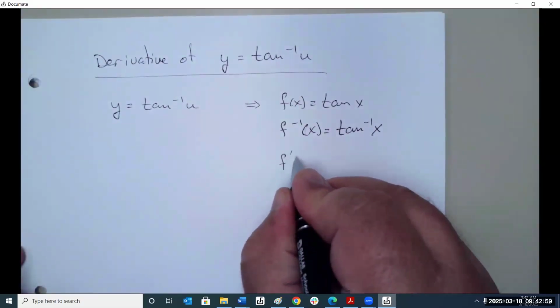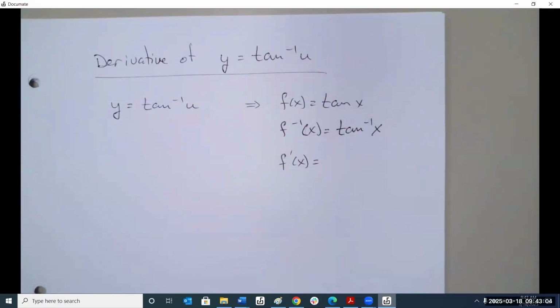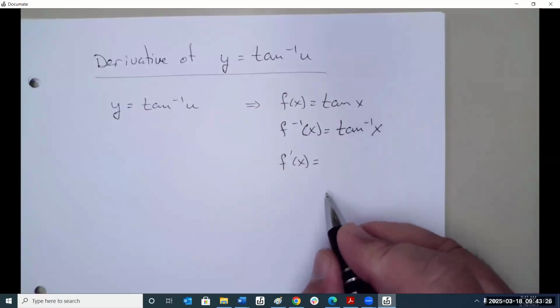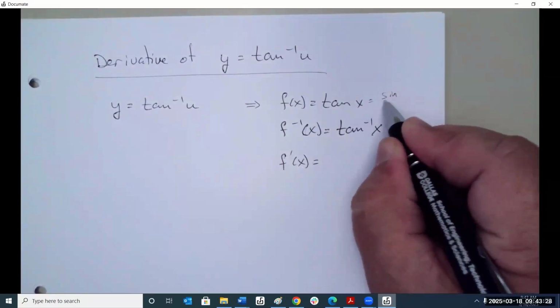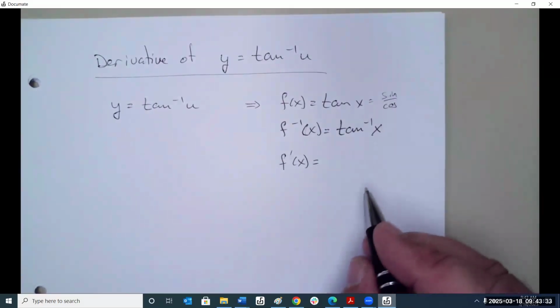We have to find the derivative of f, which is what? What's the derivative of tangent? Anybody remember? If you don't remember, we can always figure it out. Tangent is sine over cosine. And from there, we could do the quotient rule.